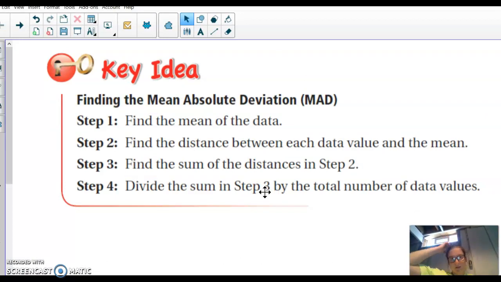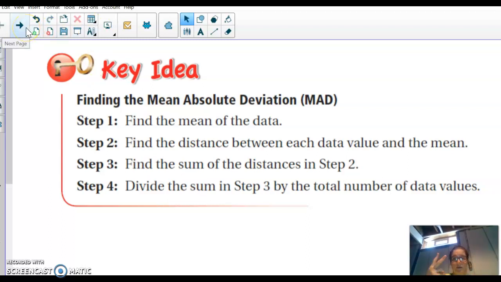So there are the following steps to find mean absolute deviation. In math we call it MAD for short. MAD is short for mean absolute deviation. So step 1, you find the mean. Step 2, find the distance between the data points and the mean, so the deviation. Then find the sum of all the distances and divide by how many numbers you have. So really, your steps are: find the mean, find the difference or the distance between each data value and the mean, and find the mean again. So you have 3 steps.